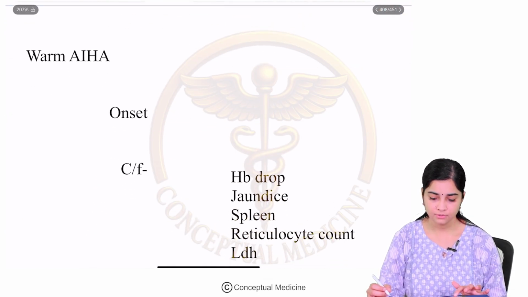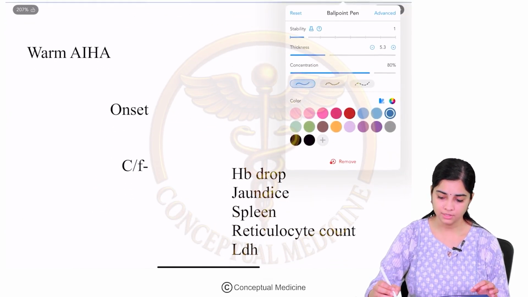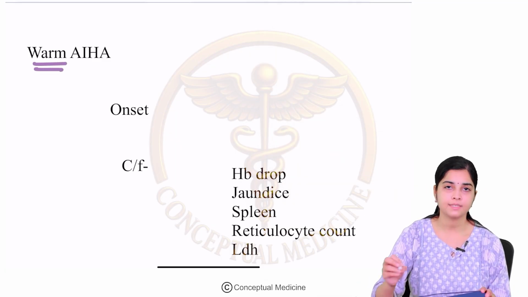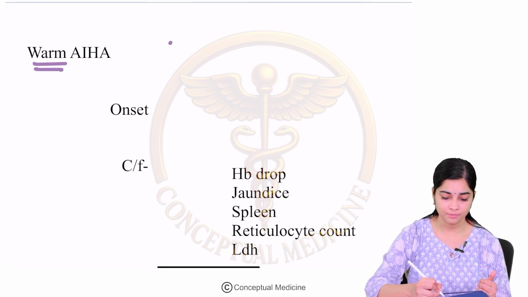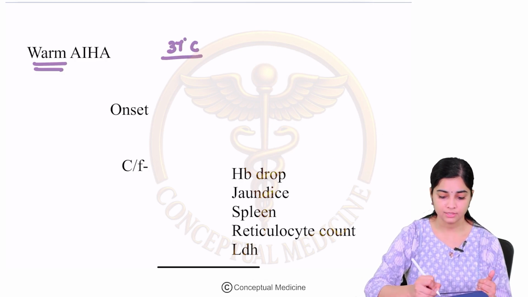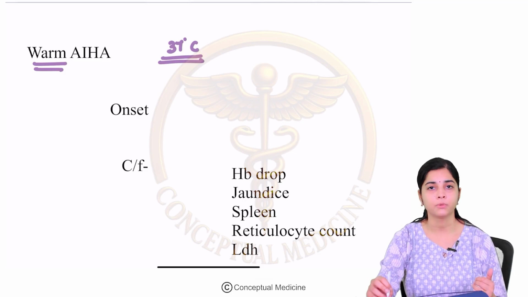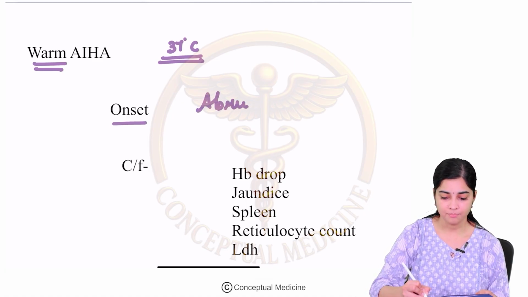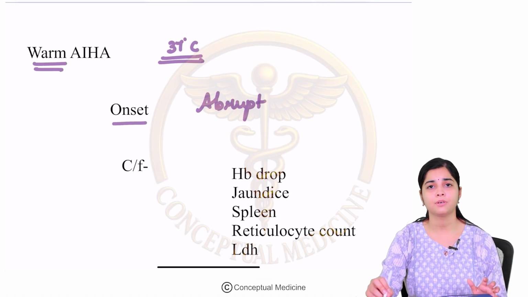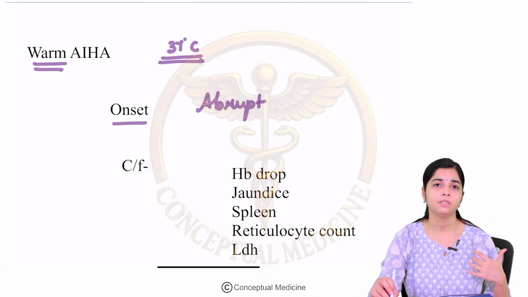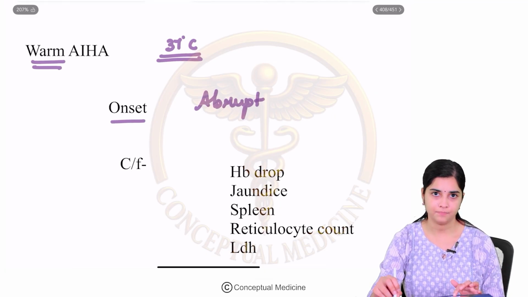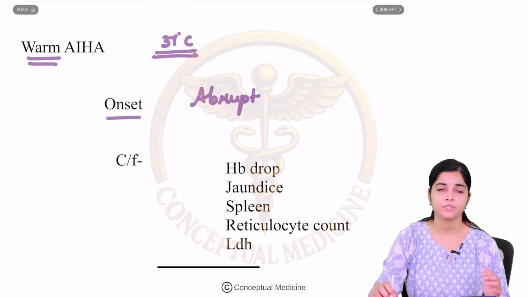So let us first look at the warm autoimmune hemolytic anemia, right? What do you mean by warm? This basically means that the autoantibodies are produced at a temperature of around 37 degrees Celsius or more, and they react with the RBCs at that temperature. So warm AIHA often has an abrupt onset, and there can be a rapid fall in the hemoglobin as low as 4 gram per deciliter or lesser. So what are the clinical features with which they are going to present?